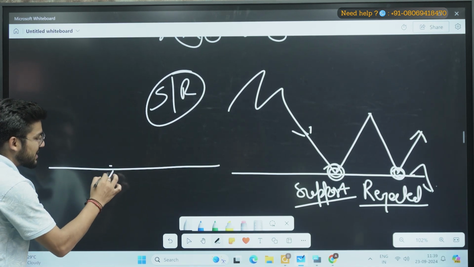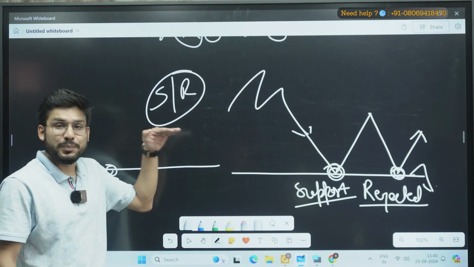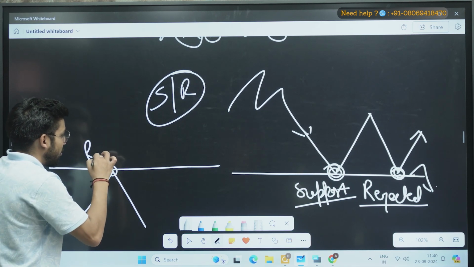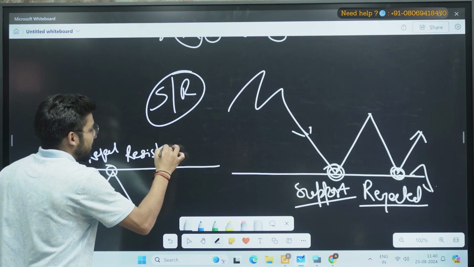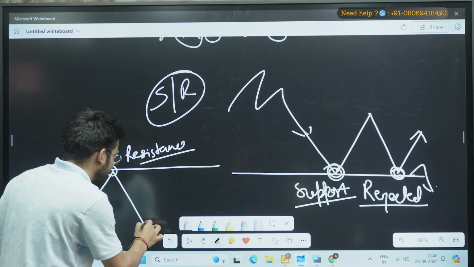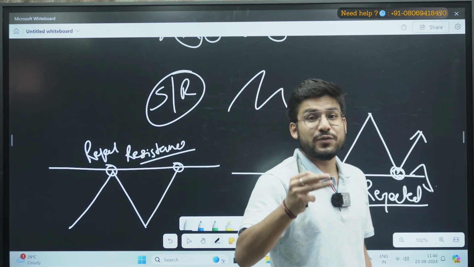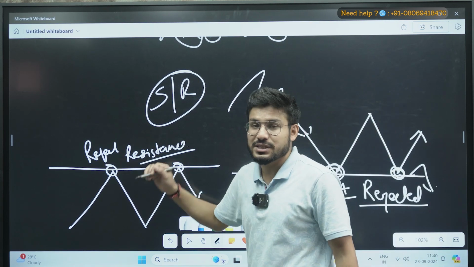If your market comes to a certain level, there must be someone who is selling that level. They don't want price to go above that level, so if the market gets rejected from this level, that will act as your resistance. Now in the near future, anytime your market goes again to this level, there are chances that the market will face rejection, and that is how the market works. So this acts as your resistance.